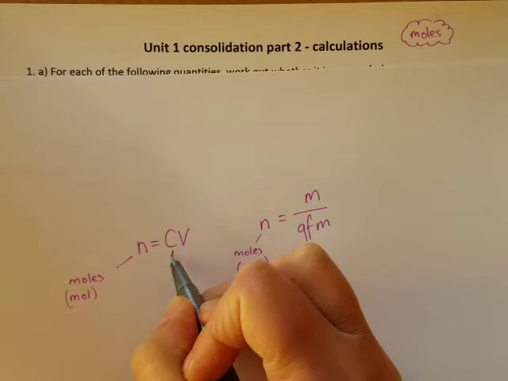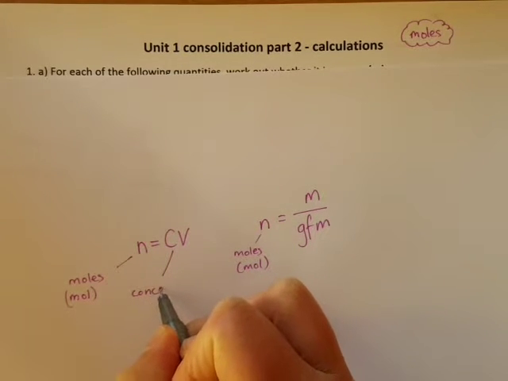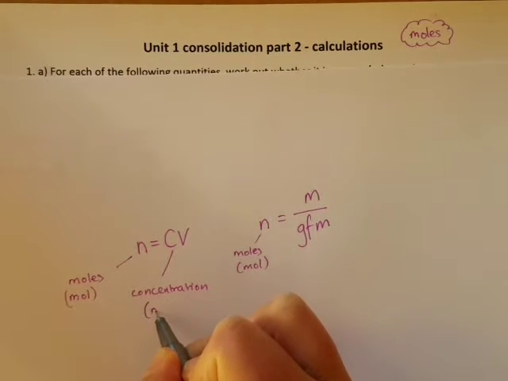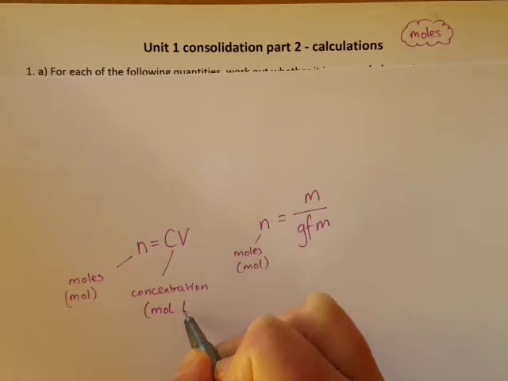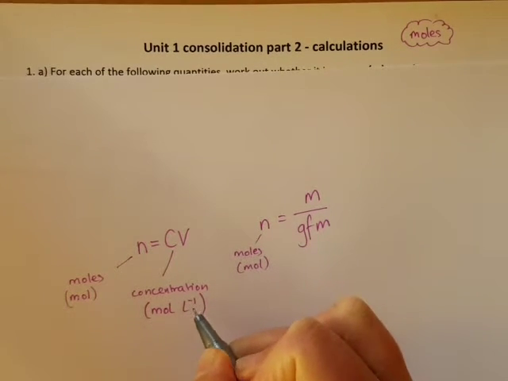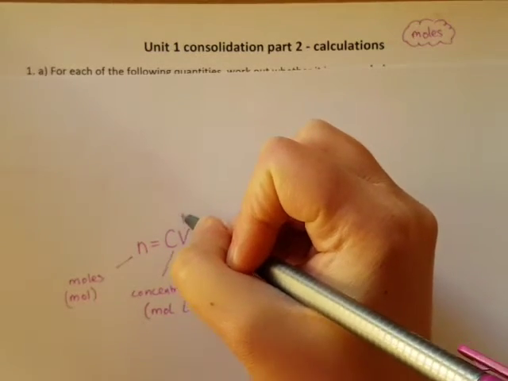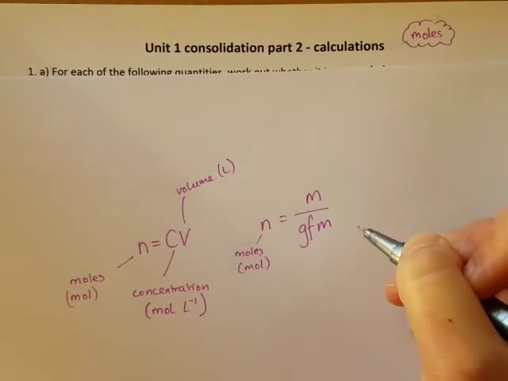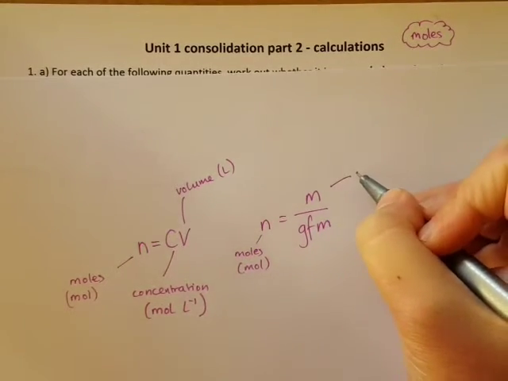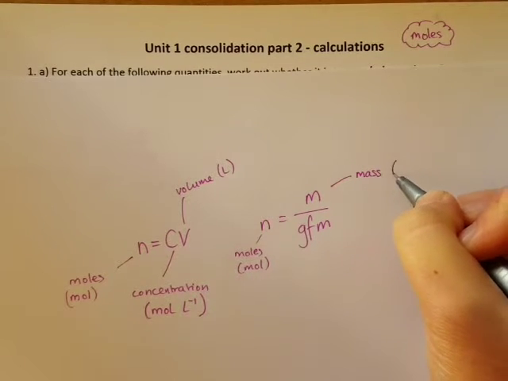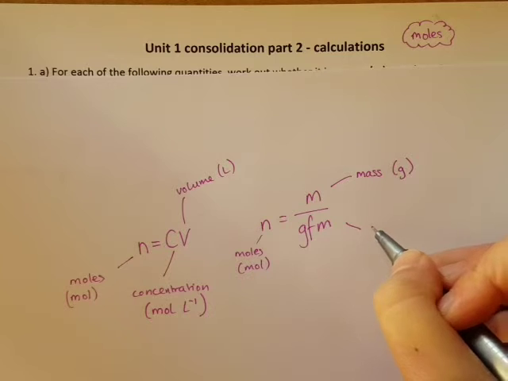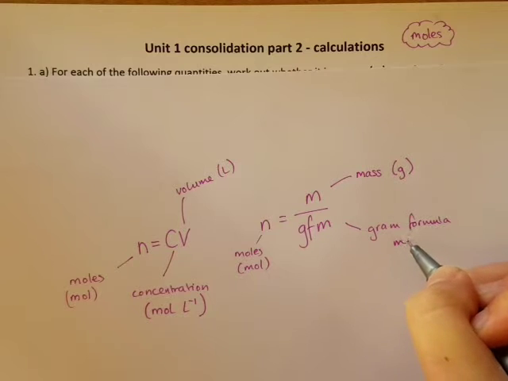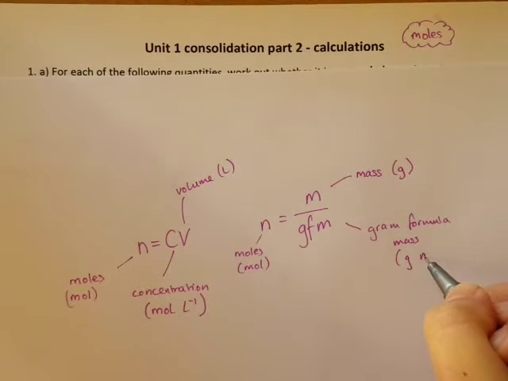Okay, taking this one first, C is a measure of concentration, and it is measured in moles per litre. Mol L to the power of -1. The little -1 means per, moles per litre, and V is the volume in litres. Looking at this equation here, m is the mass of substance in grams, and GFM is the gram formula mass, in grams per mole.